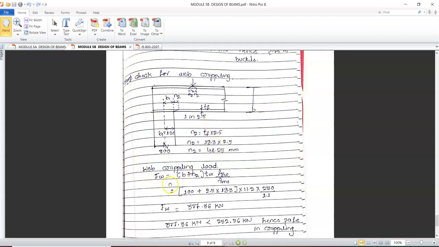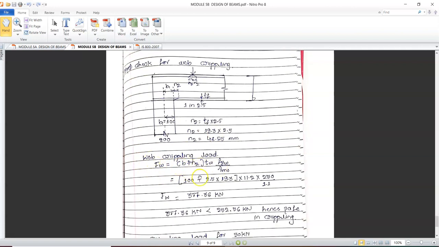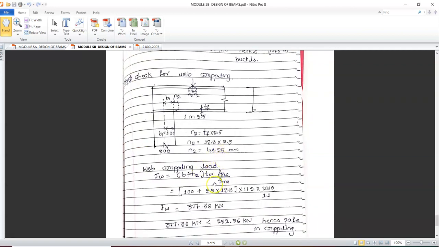Now directly we'll see the formulas as per IS 800. The clause number is not mentioned; we'll give you the reference for this clause number. The crippling capacity as per IS 800 is Fw equal to (B plus N2) into Tw into Fyw divided by gamma m0.